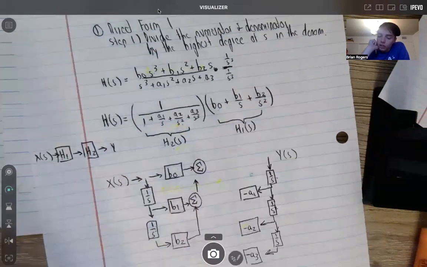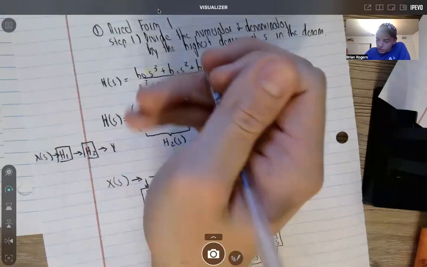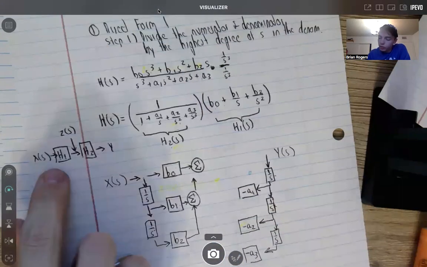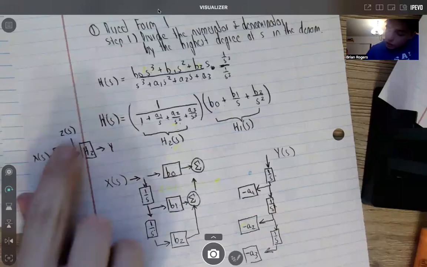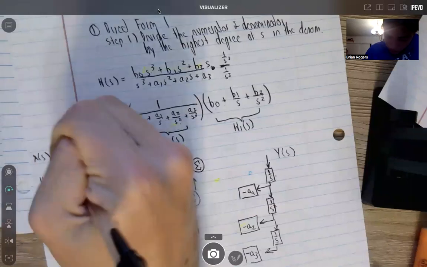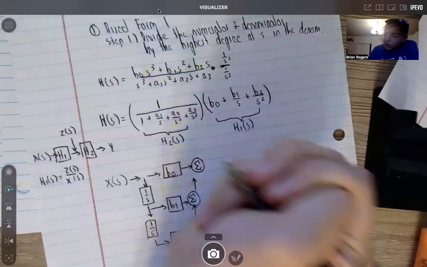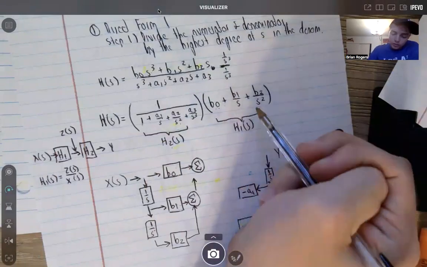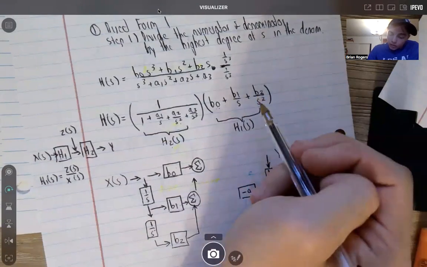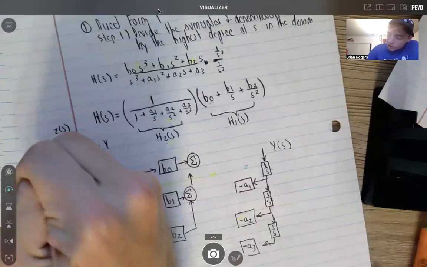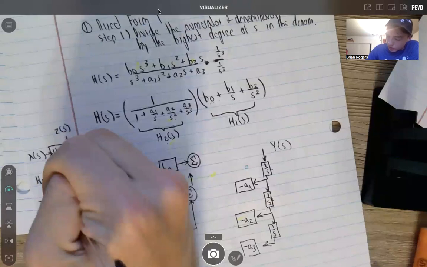And so since we know they're in cascade, I'm going to define basically this middle point here as Z of s. And so we know H1 of s will be equal to the output over the input. So H1 of s is going to equal the output, which is Z of s, over the input X of s. And so that's where we get our b naught plus b1 over s plus b2 over s squared. And so our Z of s, if we solve for that, is going to equal H1 of s multiplied by X of s.